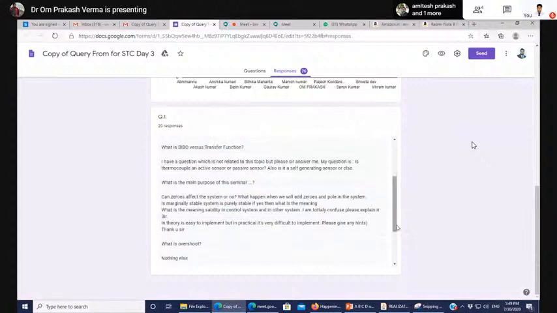Can zeros affect the system or not? Yes, obviously zeros will affect the system. What will happen when we add zeros and poles in the system? Is it marginally stable? Is it purely stable? See, a marginally stable system is not purely stable.